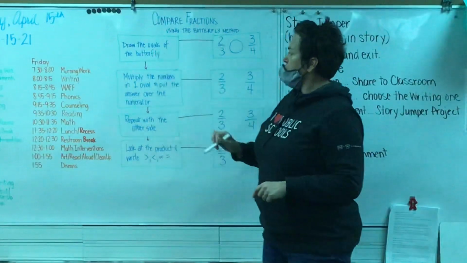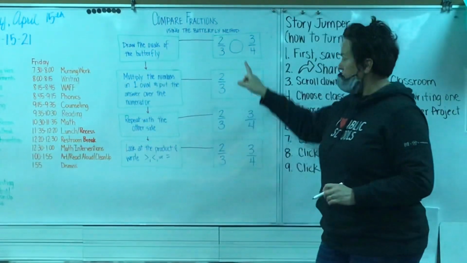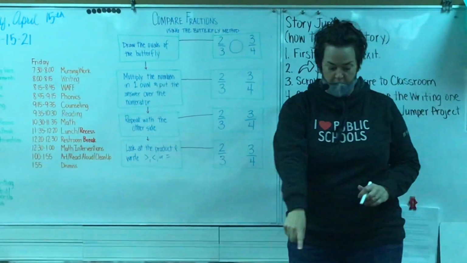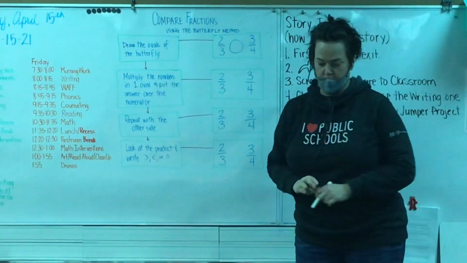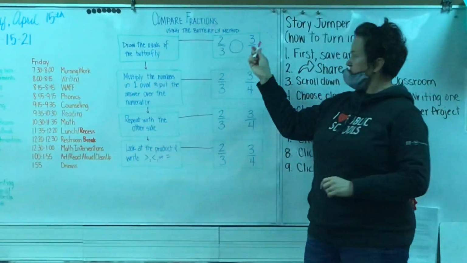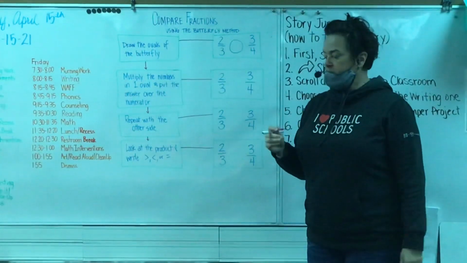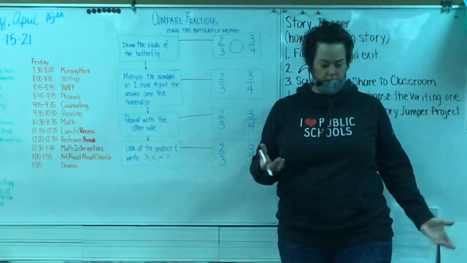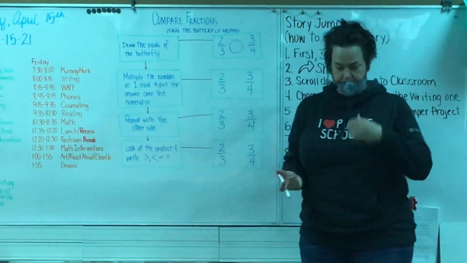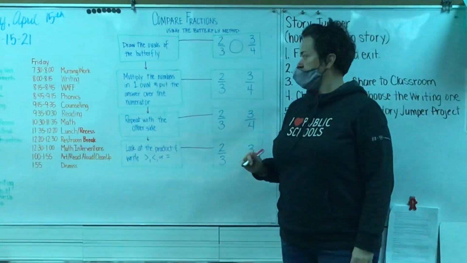So what we're going to do is we're going to draw the ovals of the butterfly first. So on your whiteboard, I want you to write this on your board. 2/3 and 3/4. Because when we compare, we're using the greater than, less than, or equal symbol, right? So we have 2/3 and 3/4.